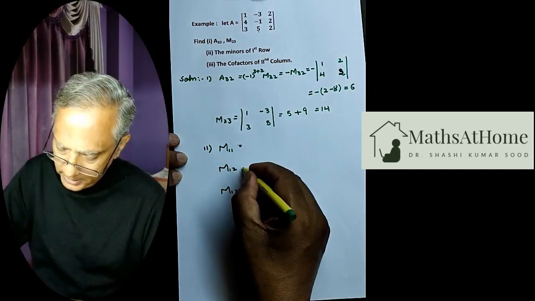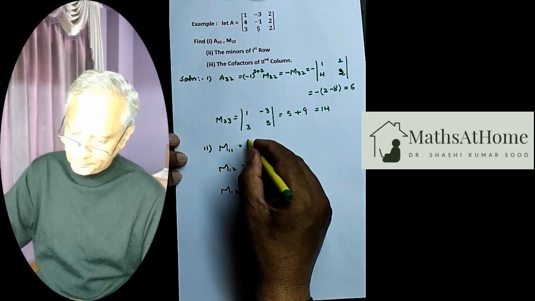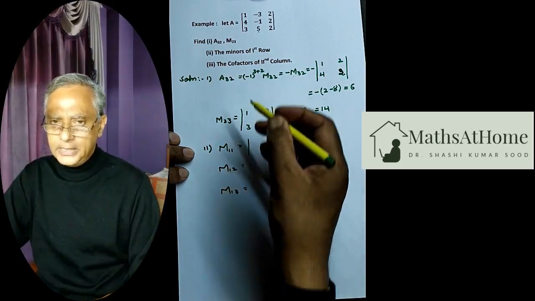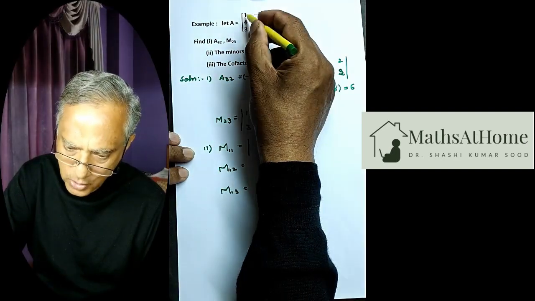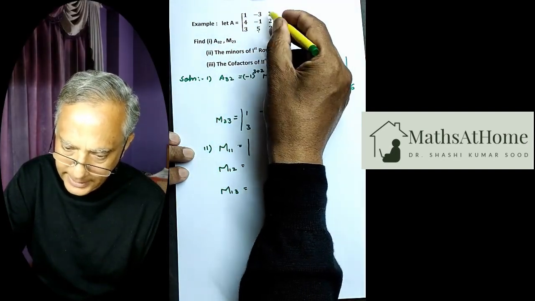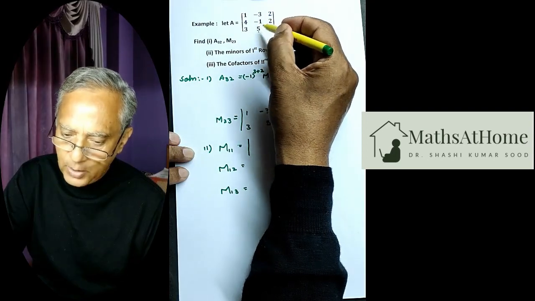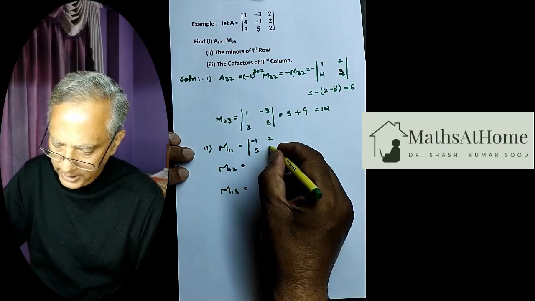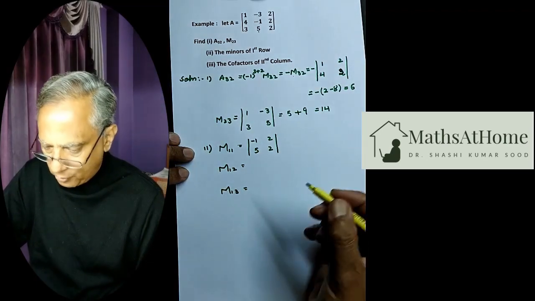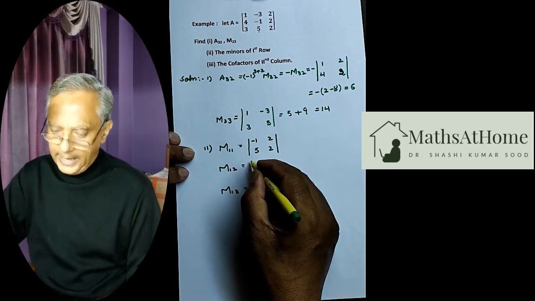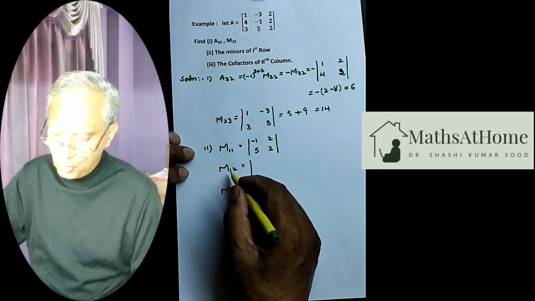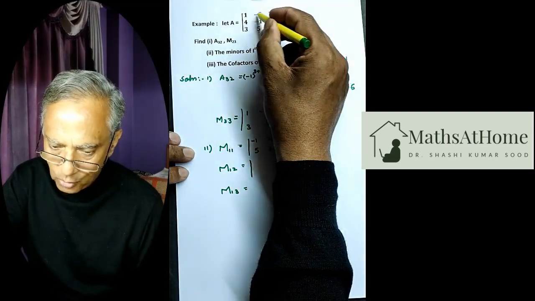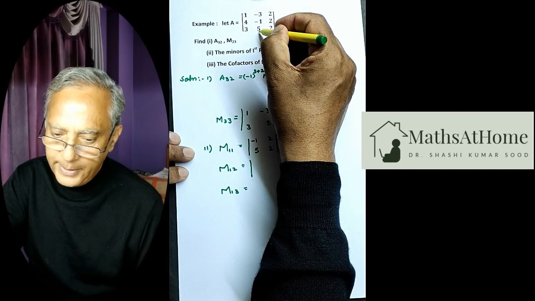In this case, to find M1,1 we delete the first row and first column, and we will be left with minus 1, 2, 5, 2. The determinant of this will be the minor. And for the minor of entry 1, 2: first row and second column will be deleted.